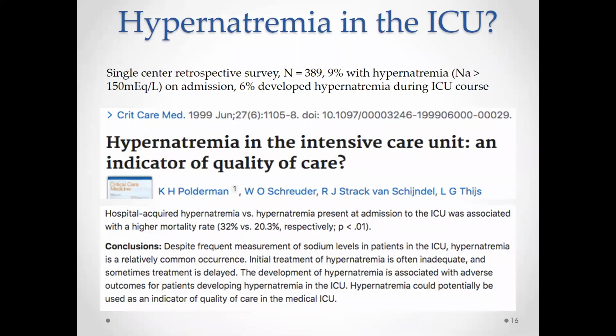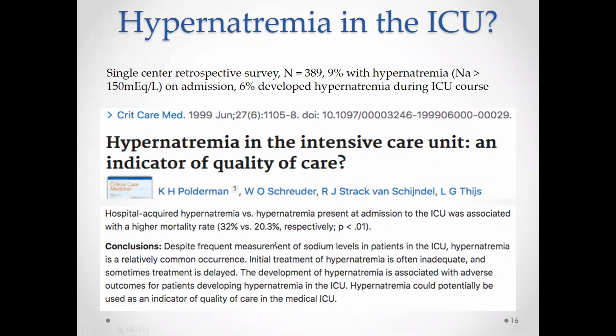Here's a study from 1999. It's a single study, and they were trying to look at hypernatremia. Is it a good indicator for cardiac care? They took about 400 patients. They found 9% had hypernatremia on admission. The definition of hypernatremia was 150 or above. And about 6% developed hypernatremia during the ICU course.